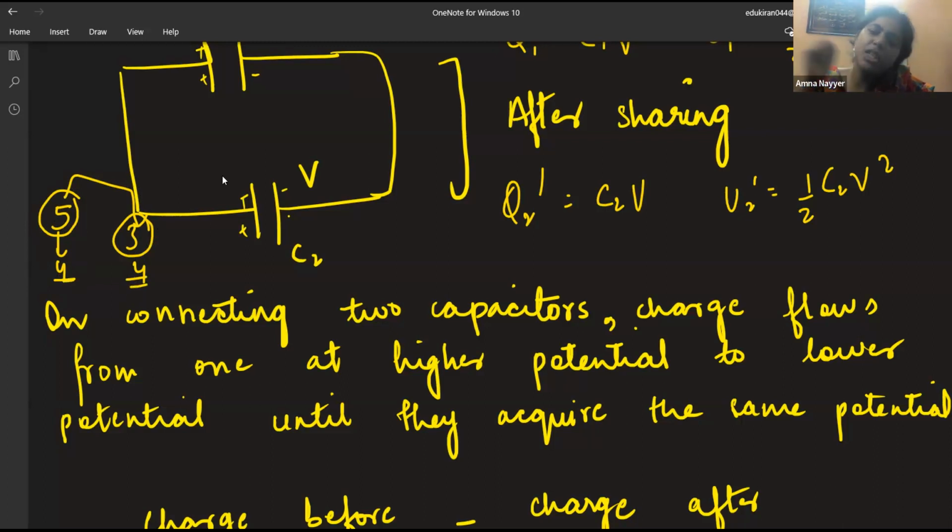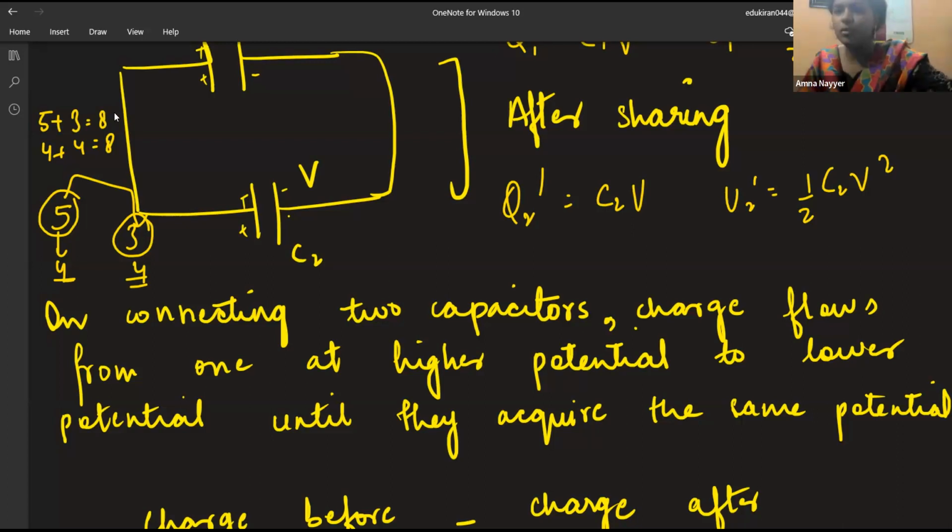Total amount of charge initially, before sharing, when I had not connected both of these, was 5 plus 3, which is 8. Now, after sharing, can you see 4 plus 4 is also 8? It means charges have just moved their places, right? From one body to another, the charges have just traveled.